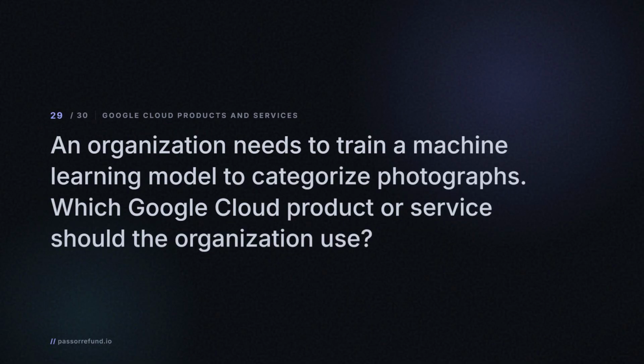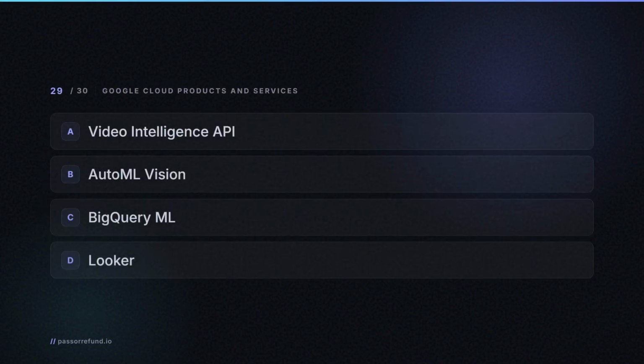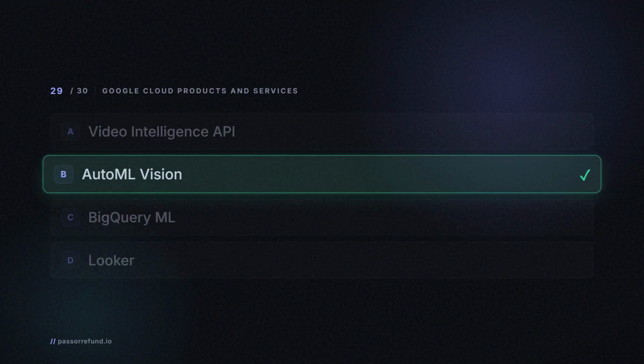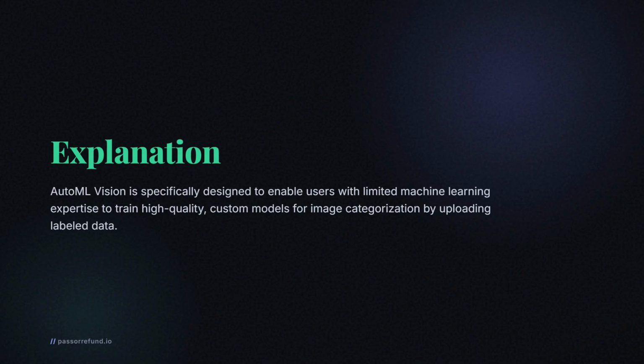Here's another challenge. An organization needs to train a machine learning model to categorize photographs. Which Google Cloud product or service should they use? The answer is B. AutoML Vision. It's designed to help people without a lot of machine learning experience train good, custom models for image categorization. They just upload their labeled data.